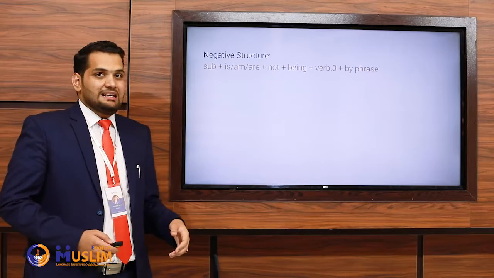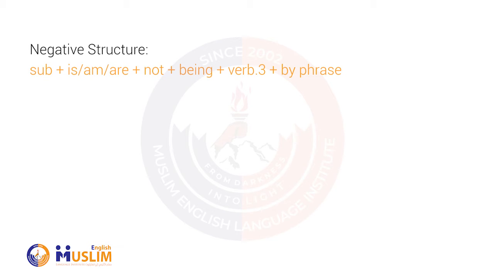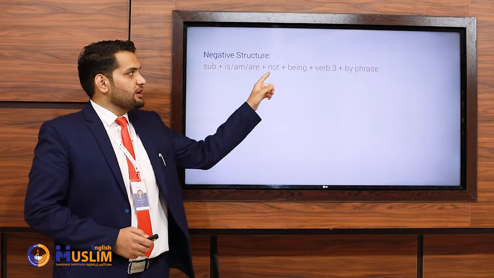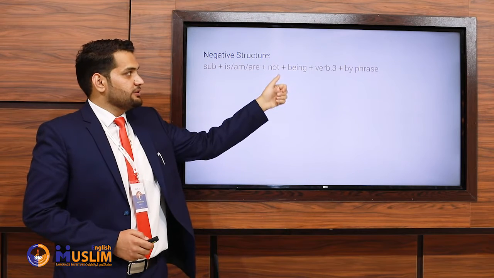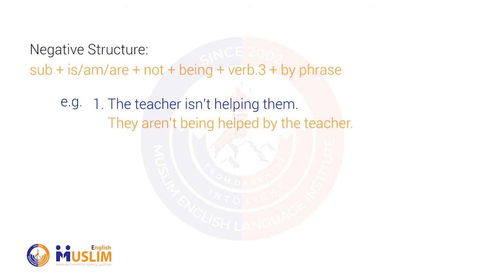Let's talk about the negative structure. Subject plus is, am, are, plus not, plus being, plus verb 3, plus by phrase. Remember, do not use not after being. You have to use it before being. For example, number 1, the teacher isn't helping them. The passive voice is, they aren't being helped by the teacher.